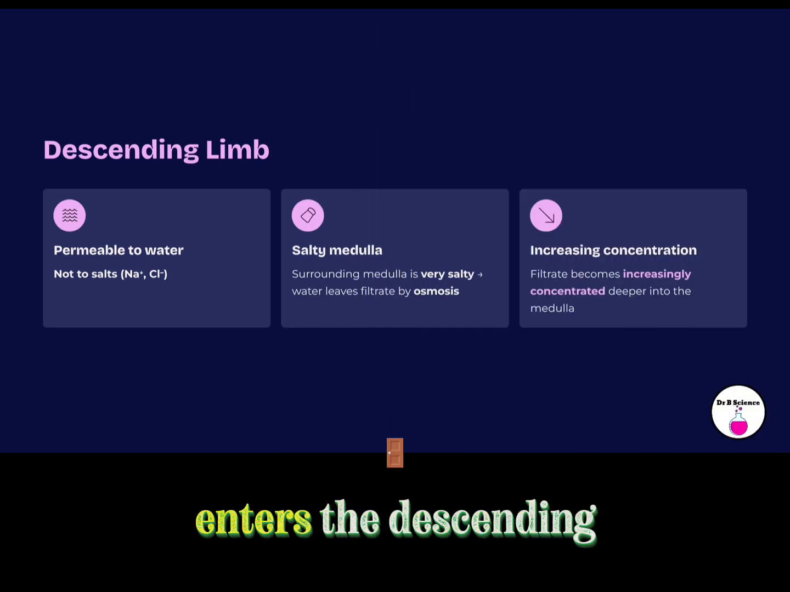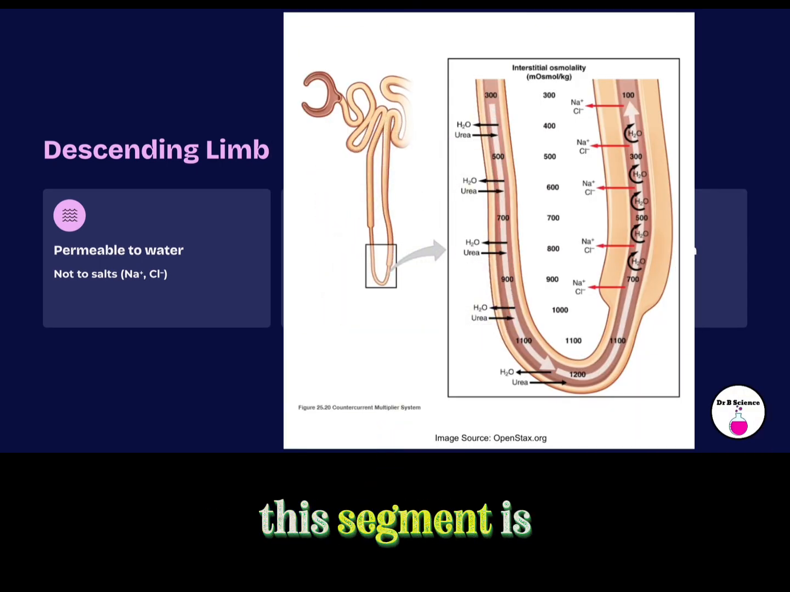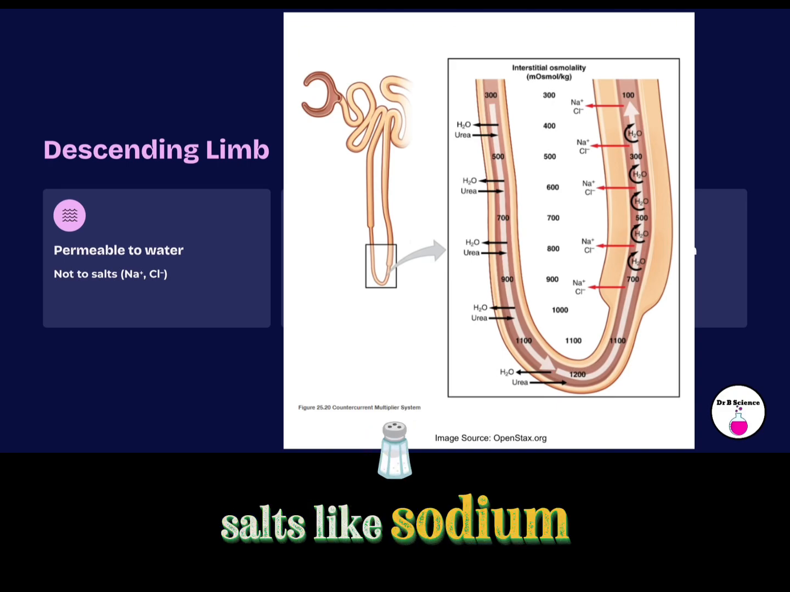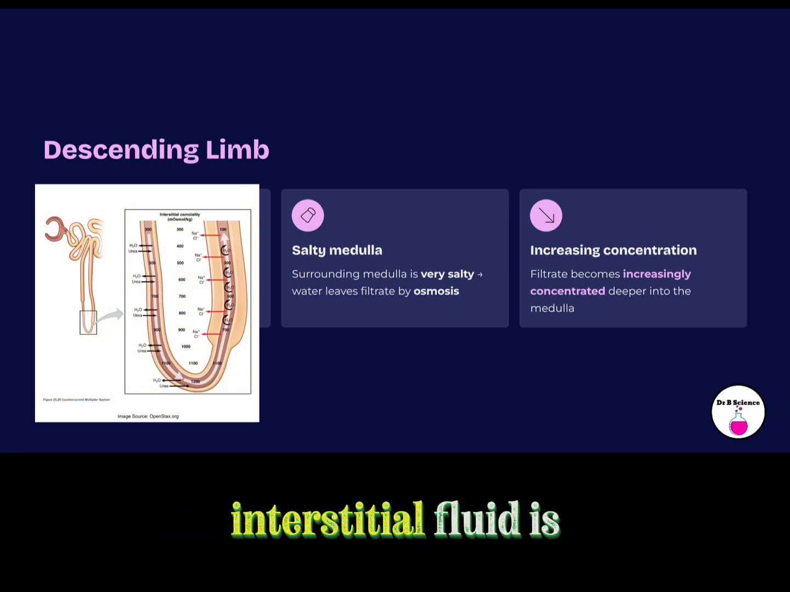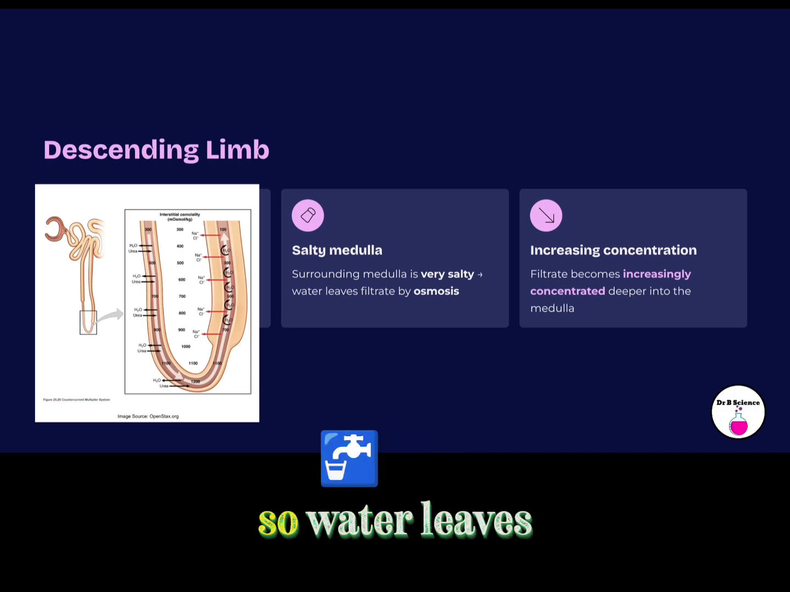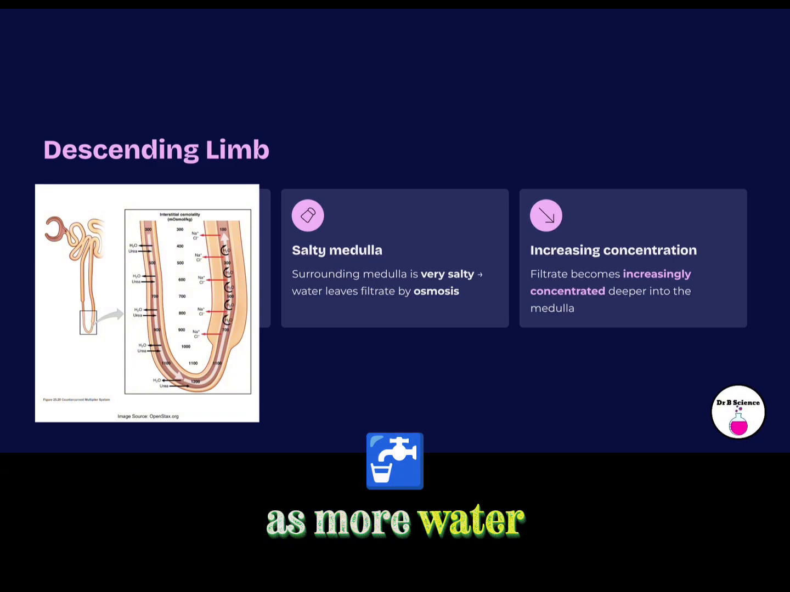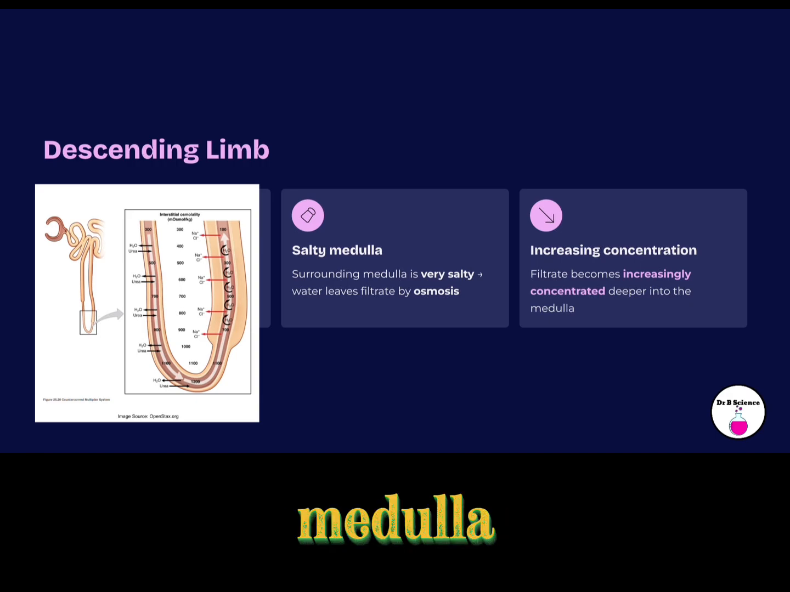As the filtrate enters the descending limb of the loop of Henle, this segment is permeable to water, but not to salts like sodium or chloride. The surrounding medullary interstitial fluid is very salty because of previous actions of this system, so water leaves the filtrate by osmosis. As more water exits, the filtrate becomes more and more concentrated the deeper it goes into the medulla.